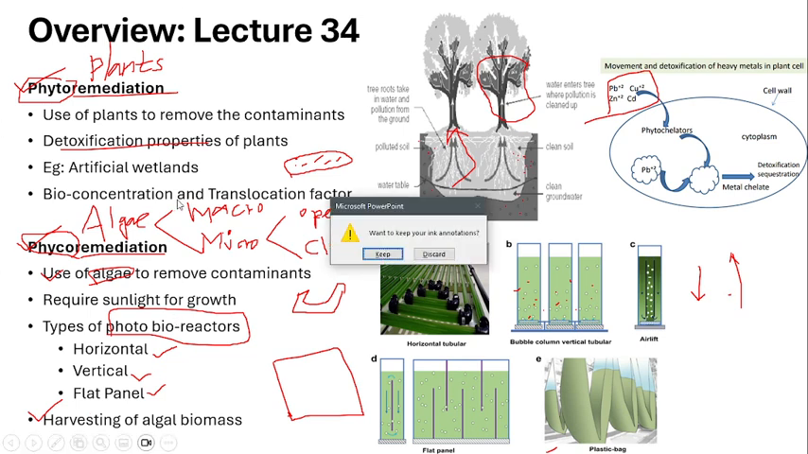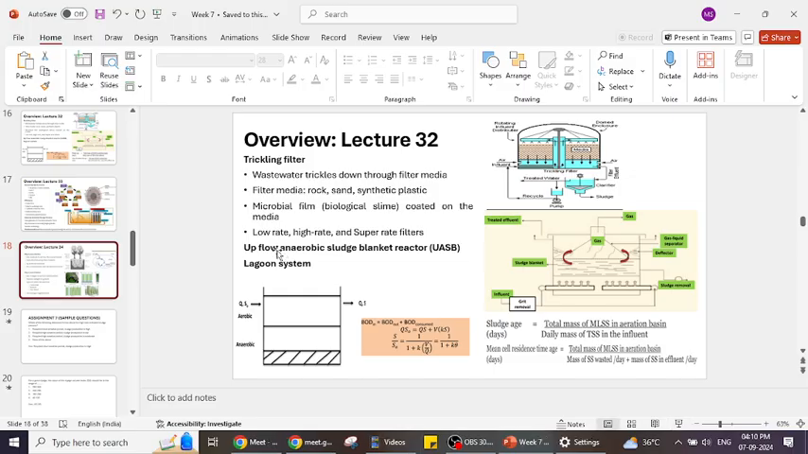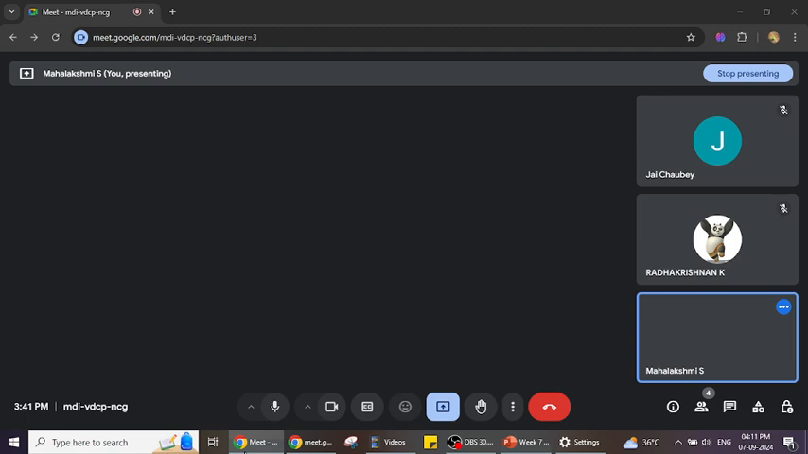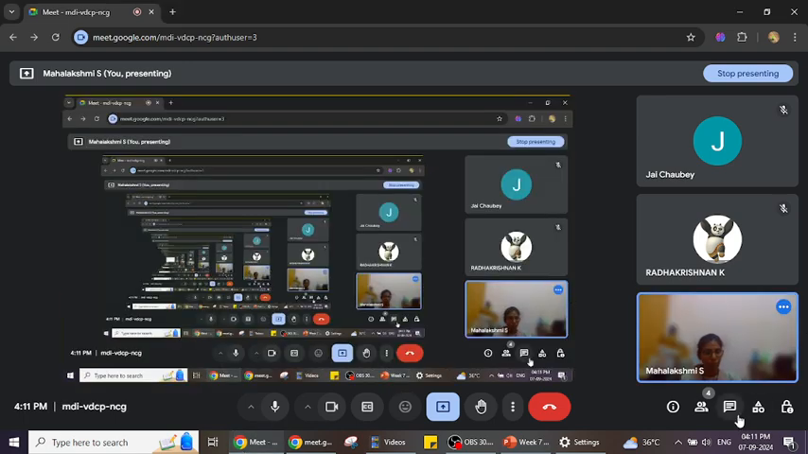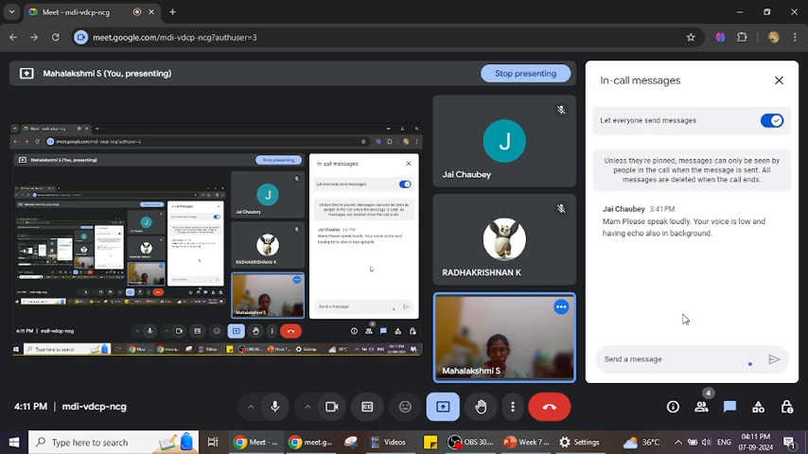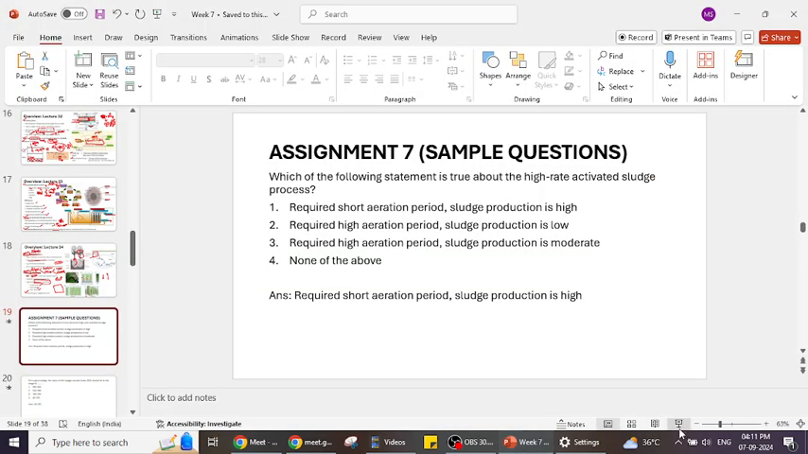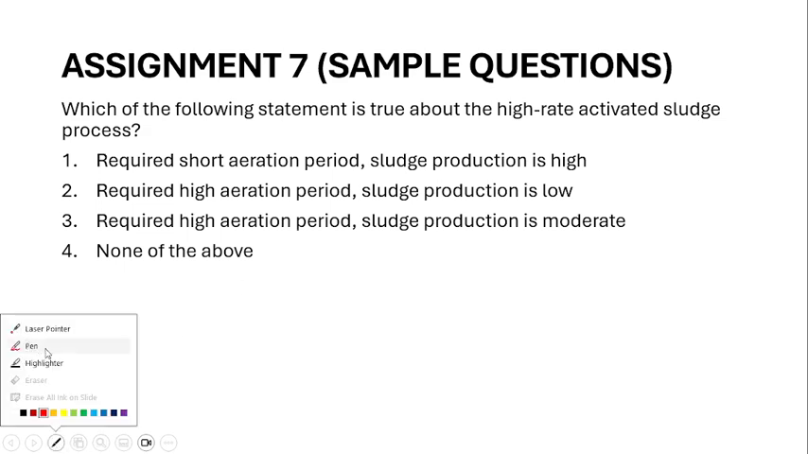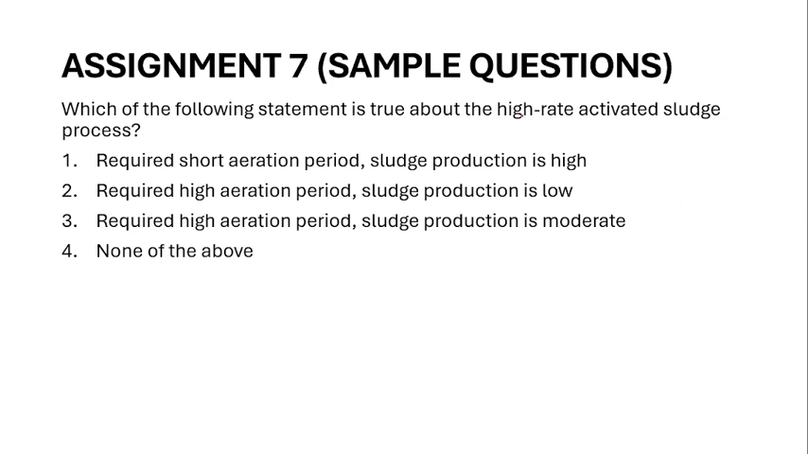So this is all about the week 7 lecture overview. Now we will discuss the sample questions of assignment 7. Coming to the week 7 assignment sample questions. The first question is: which of the following statements is true about the high rate activated sludge process? What is the right answer?